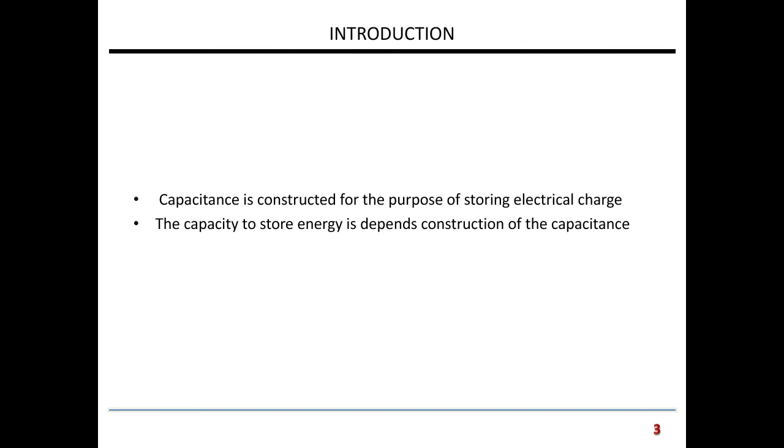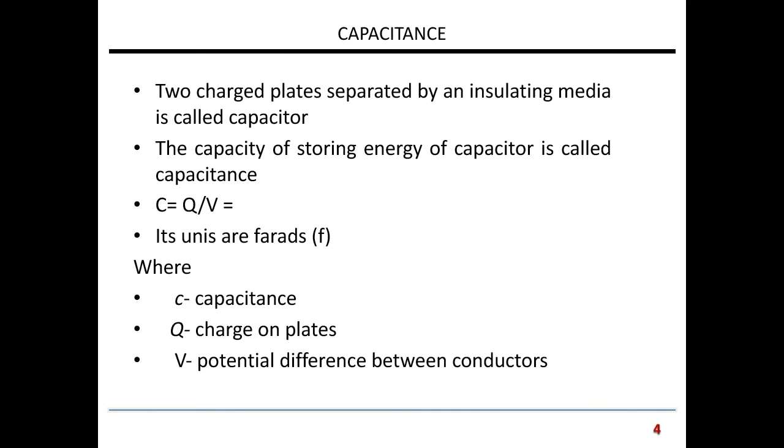While coming to the basic concept of the capacitance, the definition is: two charged plates separated by an insulating media is called a capacitor. So two charged or conducting plates separated by an insulating media is called a capacitor. What is insulating media? That is an insulating one, that may be air, or other dielectric materials like mica, paper, different insulating materials. So when two conducting plates, that is charged plates, are separated by an insulating media, it is called a capacitor.